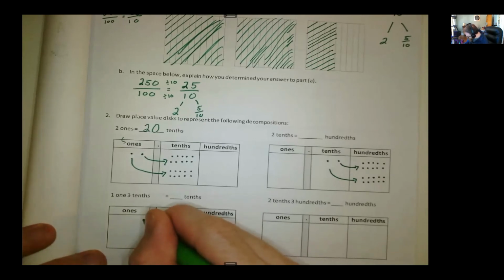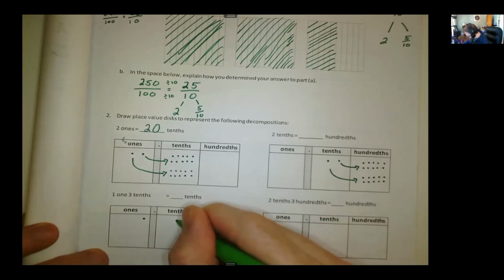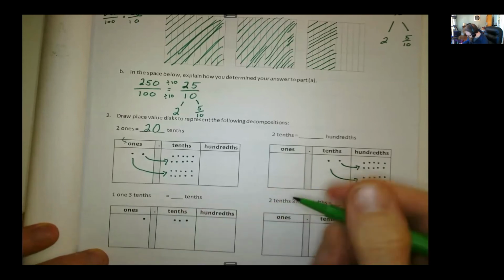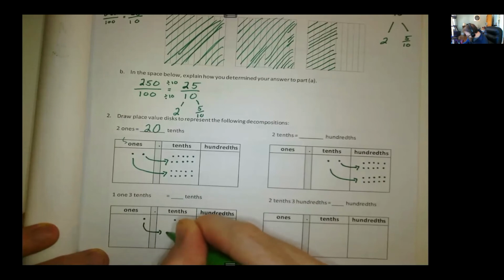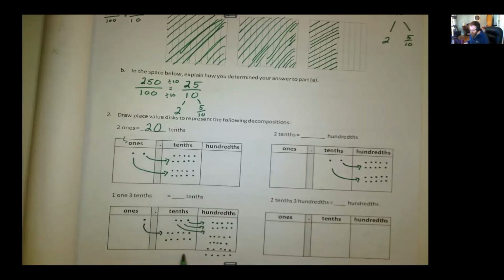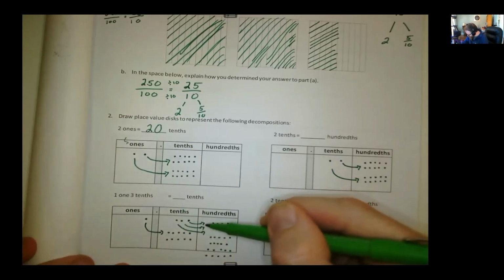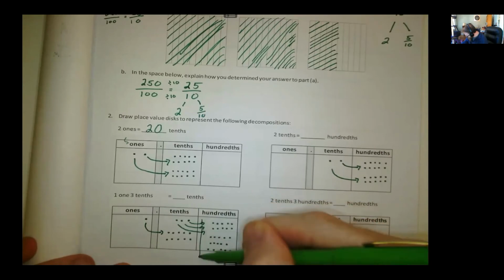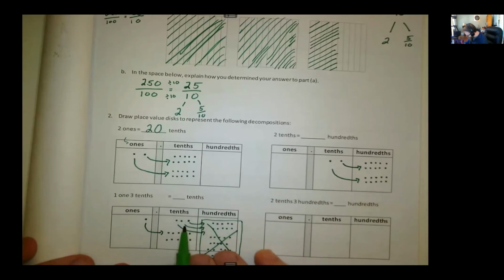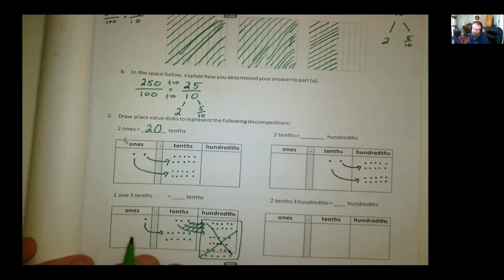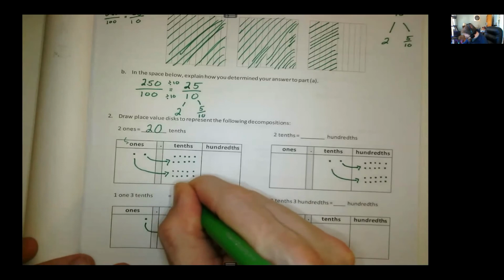1 whole and 3 tenths. 1 becomes 10 tenths. For this next problem, Mr. Hansen started to decompose the tenths, but then I stopped and realized that you actually don't need to do that because they're asking you to put everything into tenths. So we don't need to decompose the tenths they give us into hundredths. We just need to take the 3 tenths we were given and add the 10 tenths that come from our 1 whole, so that becomes 13 tenths.